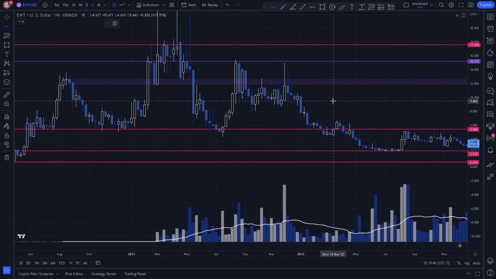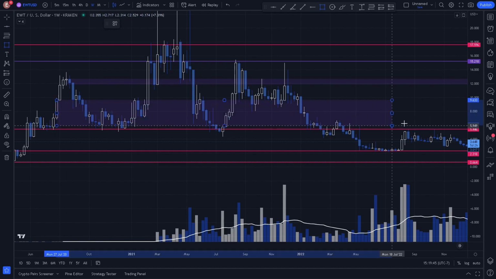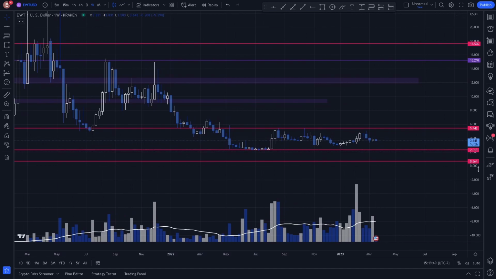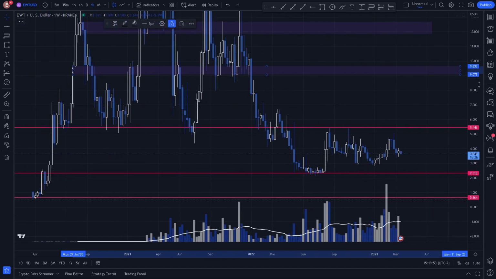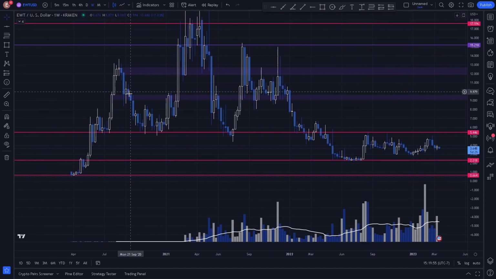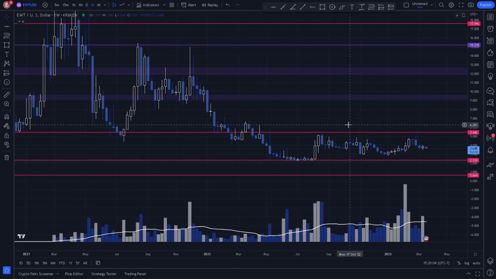So, what do we notice? We see a key level right here. And let's go ahead and extend that all the way. So, we see multiple reactions acting as support and resistance, which is obvious to spot here on the weekly chart.